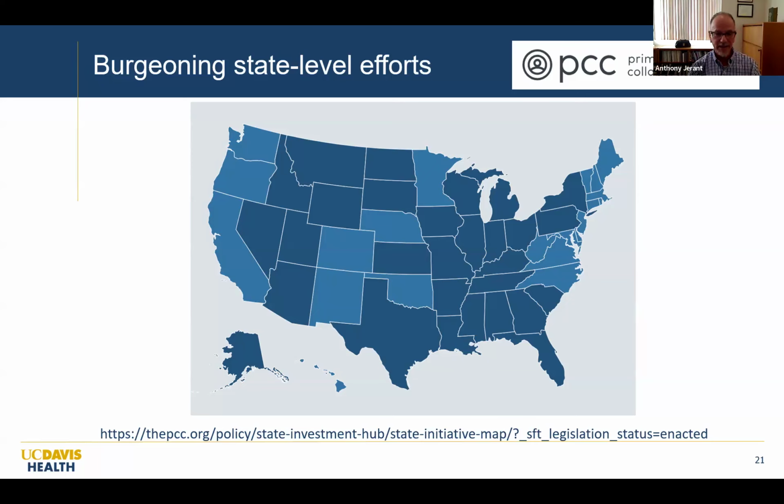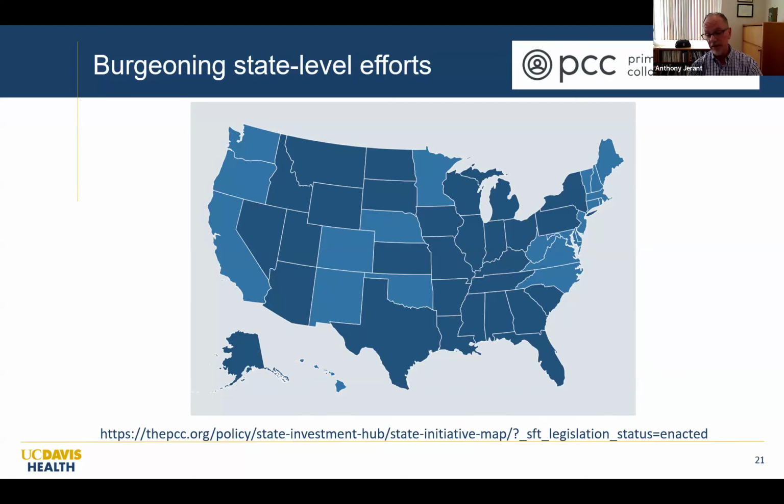And the light blue states on this map are the ones that, currently, per the Primary Care Collaborative website, which is continuously updated, by the way, have an inventory of states with active state level efforts to try to either just improve investment in primary care, and often they're tied to trying to reduce the growth in overall spending on healthcare.